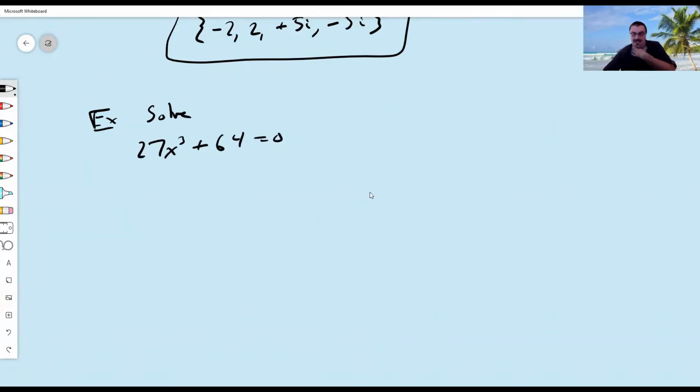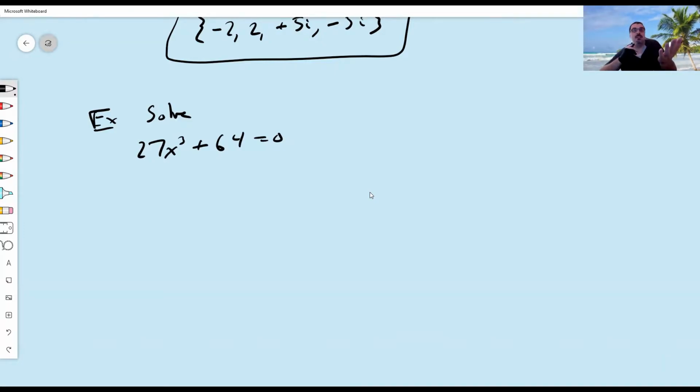All right, 27x cubed plus 64 equals 0. So we have two terms. If I have two terms, it's going to be a greatest common factor, or a difference of squares, not a sum of squares because we don't factor those, or a sum or difference of cubes. Do 27 and 64 share a common factor?